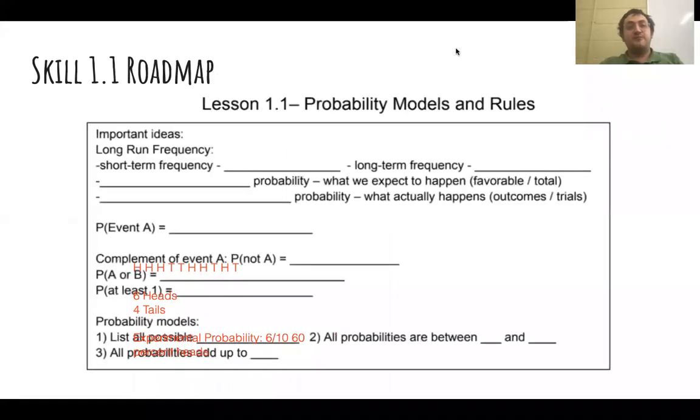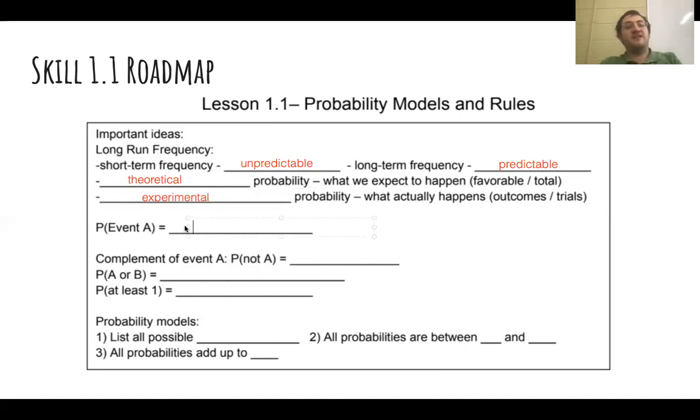So let's look at a few basic terms here. What we can say is that the short-term frequency is more unpredictable. In that coin flip example, maybe I have 7 heads and 3 tails, or maybe it's 3 heads and 7 tails, something like that. And then the long-term frequency is more predictable, and it is more likely to be in line with what our common sense is. So our theoretical probability is what we would expect to happen, and then the experimental probability is what actually happens.